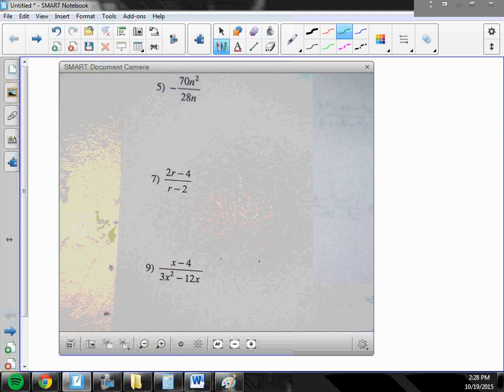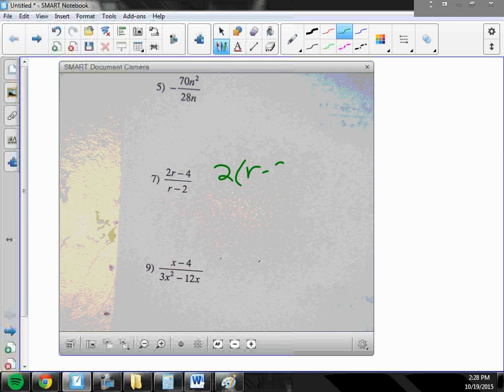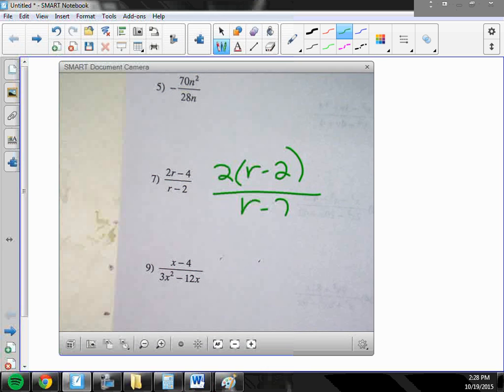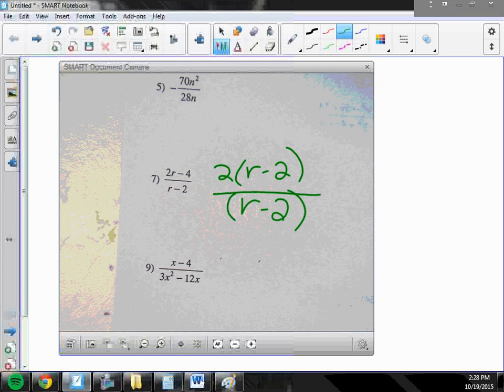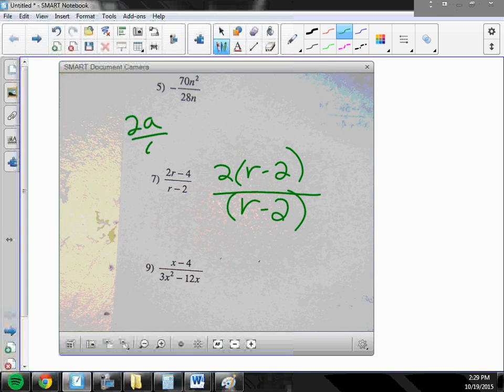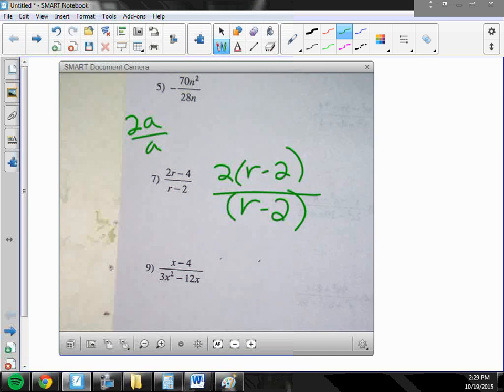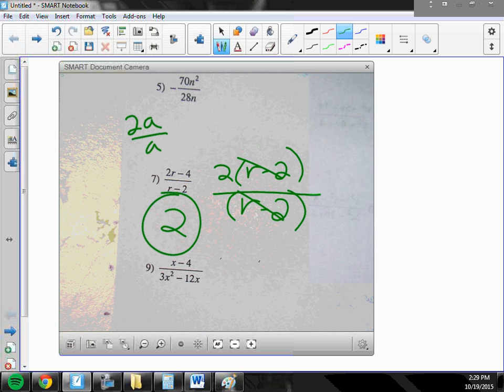So in number 7, does the numerator factor? I can pull out a 2. So 2 times r minus 2 over r minus 2. Does anything cancel? R minus 2 cancels. Not the r and the 2, the r minus 2. It's like saying 2a over a, where a is r minus 2. So we can cancel that, and the answer is 2.